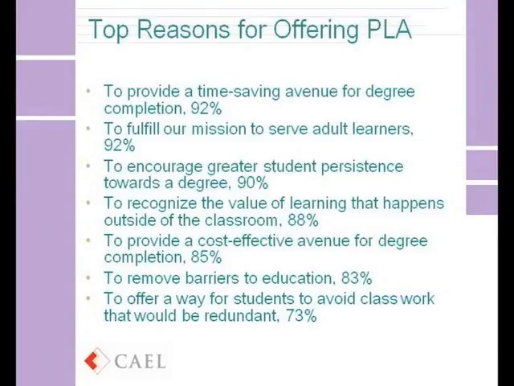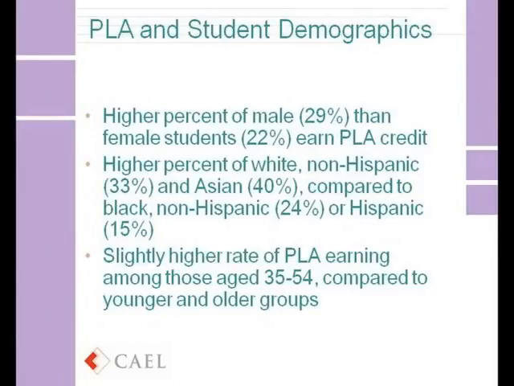Very often students figure prominently in the reasons for offering prior learning assessment. One is a cost-effective avenue for degree completion. We talked about this before when we looked at the cost comparisons. Another reason is to remove barriers to education. Very often a reason is to make sure that students don't have to sit through a class in which they already know the material, and so they avoid redundant classwork.